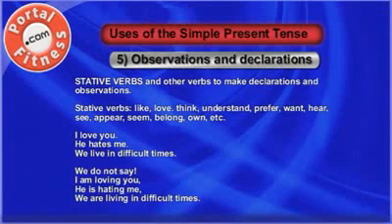For observations and declarations, we use stative verbs and other verbs to make declarations and observations. Stative verbs are like, love, think, understand, prefer, want, hear, see, appear, seem, belong, own, etc. For example, I love you. He hates me. We live in difficult times. We cannot say, I'm loving you, he's hating me, we're living. We use the simple present tense with these stative verbs.